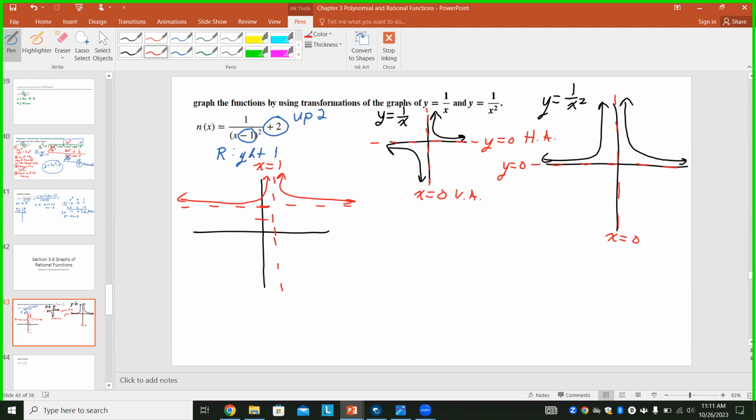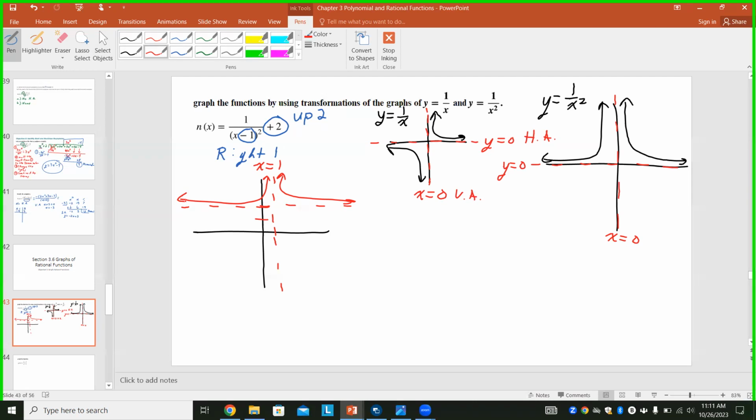So any questions on that? When you talk about the translations, you're literally just moving it left, right, up, and down, just the asymptotes. It's horizontal. You got it. Perfect. Any other question there?